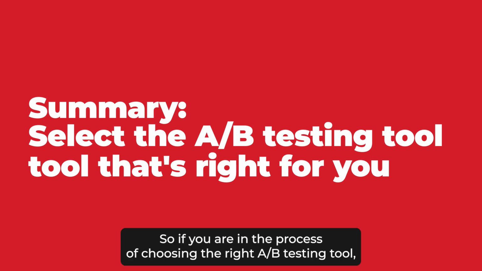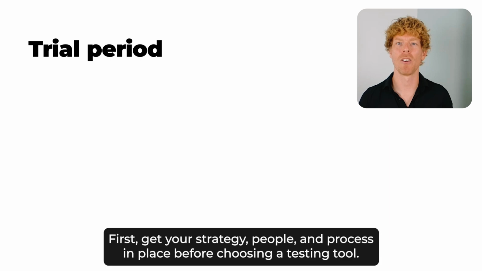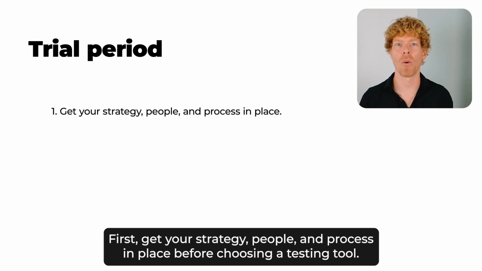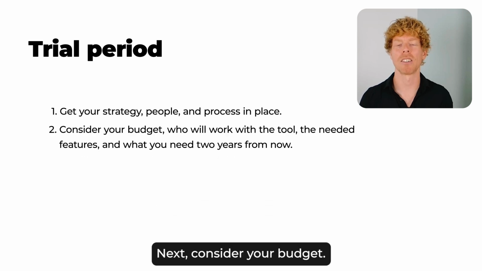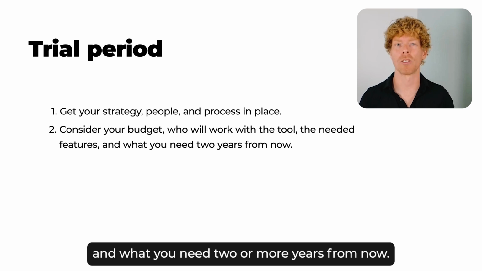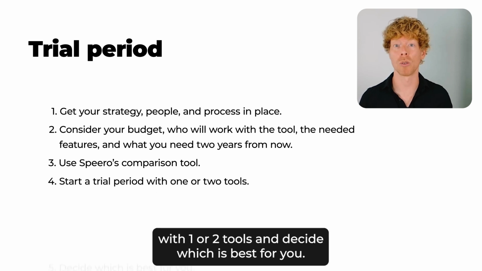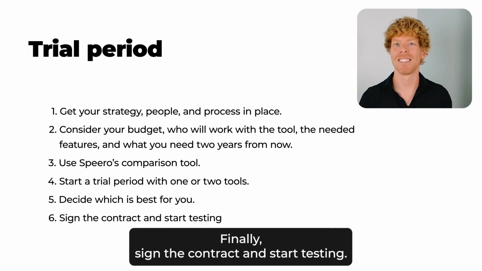So, if you are in the process of choosing the right A/B testing tool, consider this. First, get your strategy, people, and process in place before choosing a testing tool. Next, consider your budget. Who will work with the tool, the needed features, and what you need 2 or more years from now. After that, you can use Speero's comparison tool, start a trial period with 1 or 2 tools, and decide which is best for you. Finally, sign the contract and start testing.